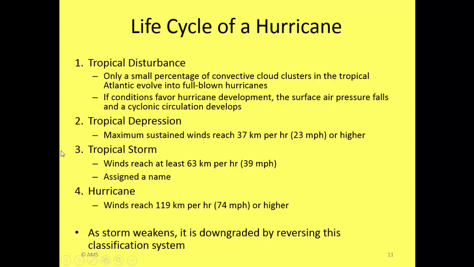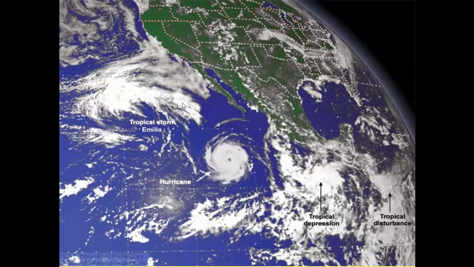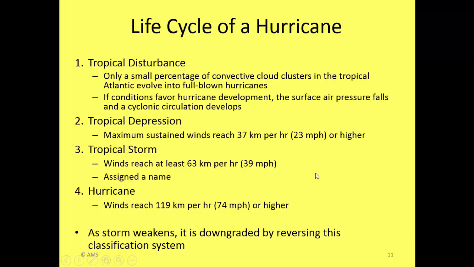Okay, the next step up, tropical storm. A tropical storm is when we reach a wind speed of at least 39 miles per hour. Now, at this stage of the game, it receives a name. It's now called a named storm. But you have to reach 39 miles an hour to get it. Once you get a name, you keep it. All right? Here's a tropical storm. That was Amelia. That's what that would look like on the satellite.